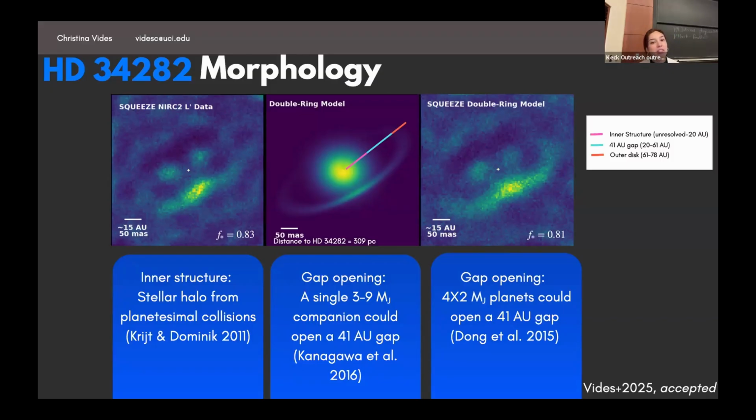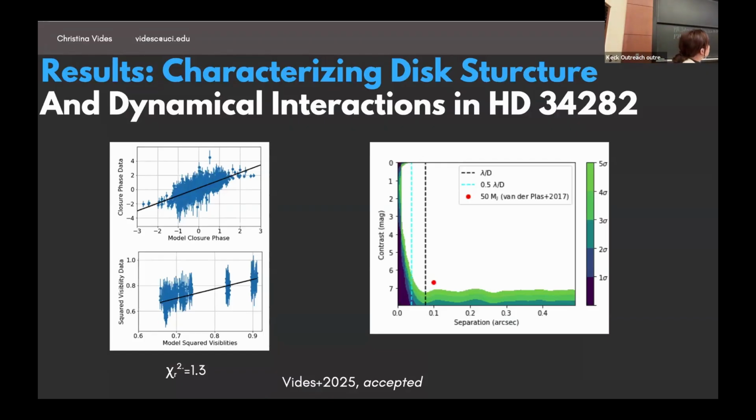And lastly, by comparing our data to hydrodynamic simulations, we found that 2 Jupiter mass companions could also open up a 41 AU gap. So we show that this is a statistically good fit by showing that our Fourier observables are well correlated to the models. And we also calculate our 1 to 5 sigma contrast.